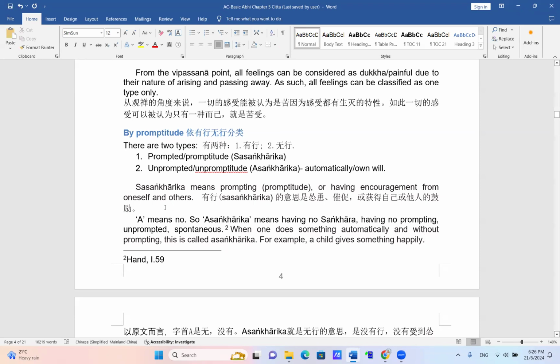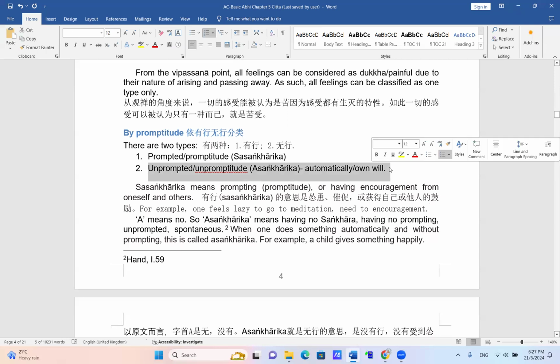Sasankharika means you need encouragement. For example, when one feels lazy to go to meditation, then the teacher or he himself needs to encourage himself to go for meditation. When you wake up, you feel lazy, you just want to sleep, so you need to encourage yourself. This is called sasankharika. But if you are able to meditate by yourself, then it is called asankharika. So you have sasankharika and asankharika. Basically, a means unprompted, just remember it is automatic, out of your own goodwill. You just want to do something, all right?